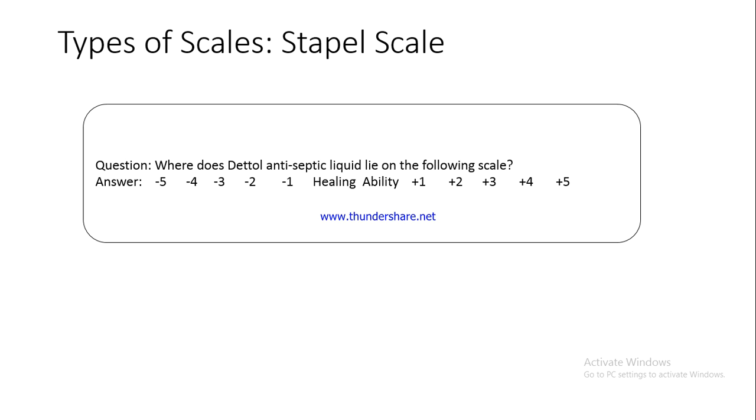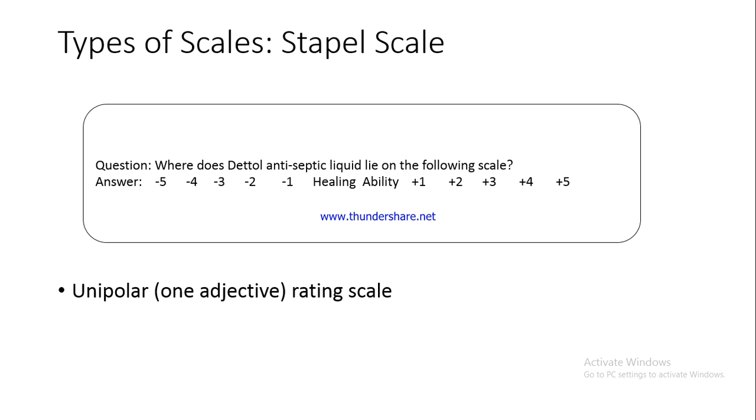The response categories, basically there are 10 of them: -5, -4, -3, -2, -1, and then we have got +1, +2 and so on and so forth till +5. So basically there are 10 response categories. One attribute of Stapel scale is unipolar rating scale.